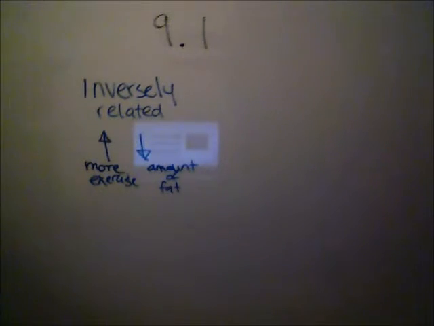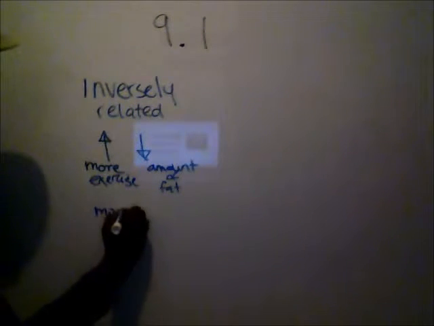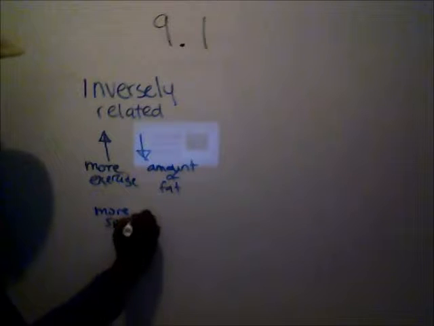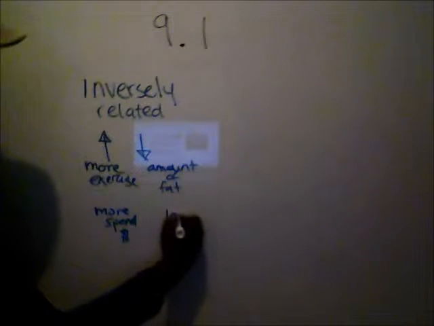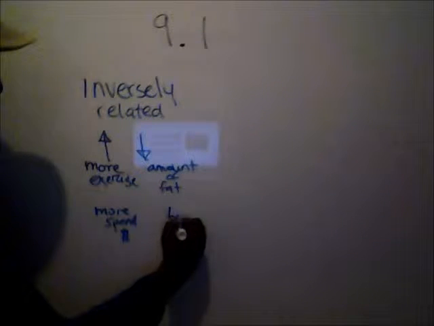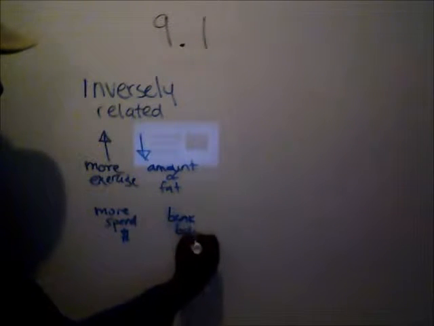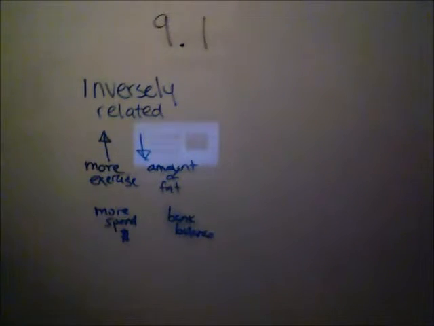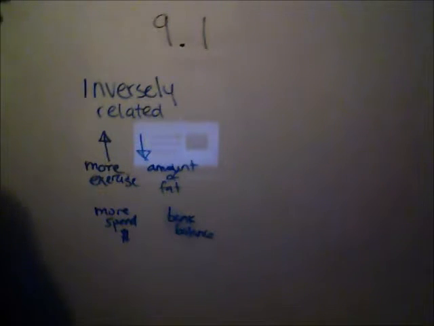Same thing may be true with spending money. The more that we spend money, the less we'll have in the bank account. So our bank balance would decrease. That would be an example of something that's inversely related, if you had to give an example.